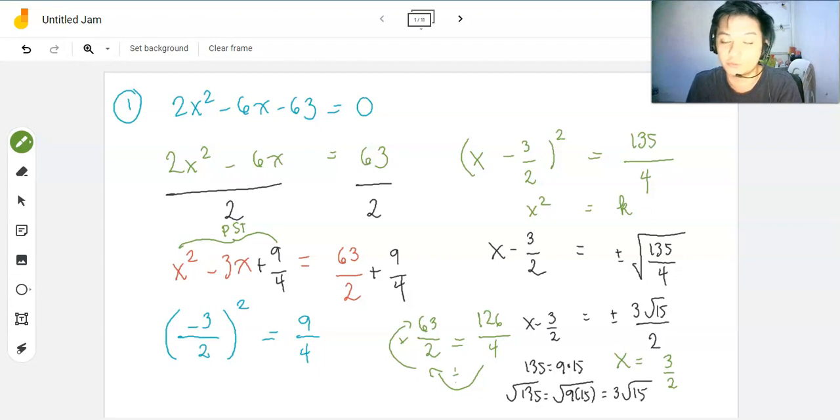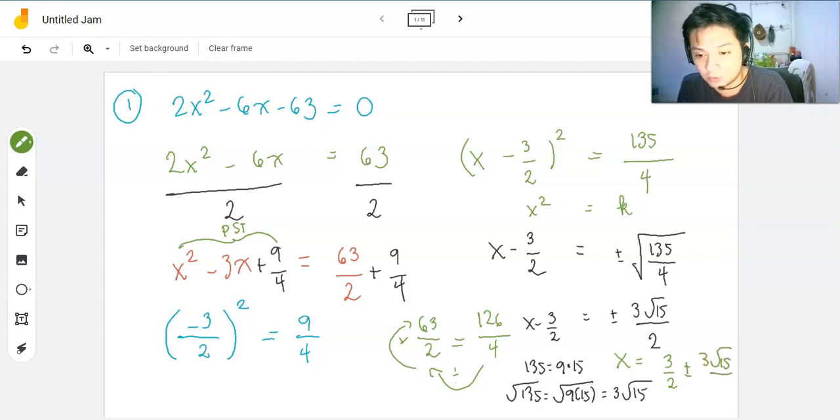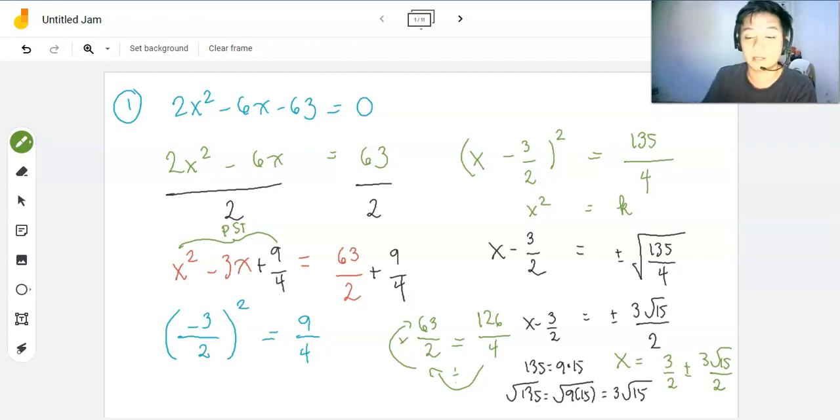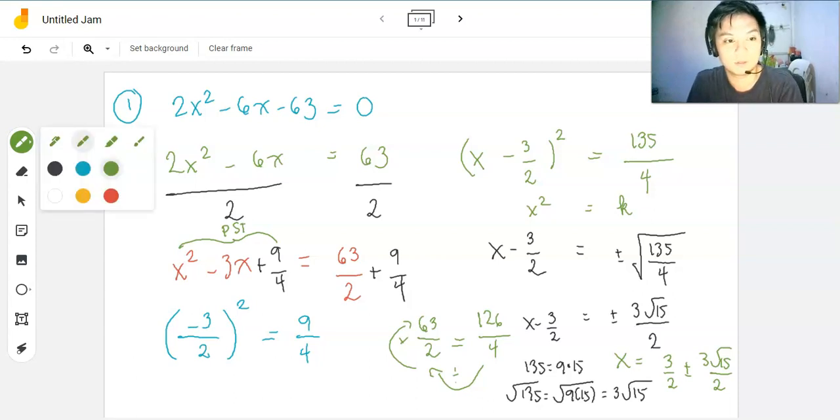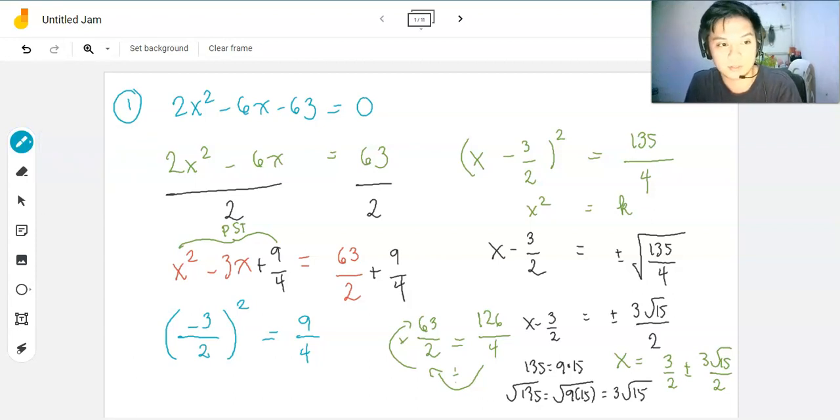So, we chose to write na the transpose term before the plus or minus sign. Plus or minus 3 square root of 15 over 2. At since parehas nga sila ng denominator, yung parehas lang may 2, we can make use of a single fraction bar. Therefore, we can write, dito lang tayo sa taas magsulat, hindi na kasya. So, we can write that x is 3 plus or minus 3 square root of 15 all over 2.